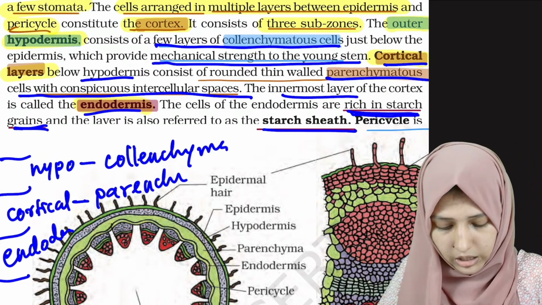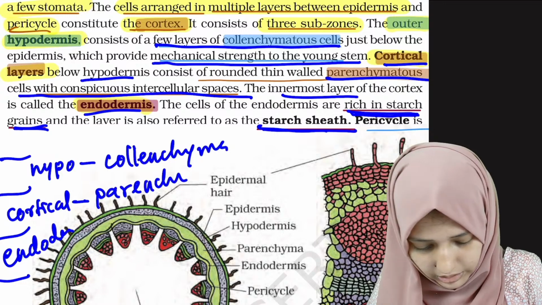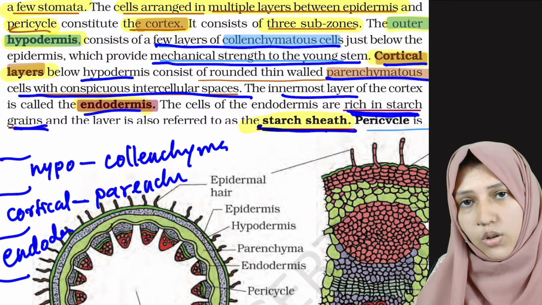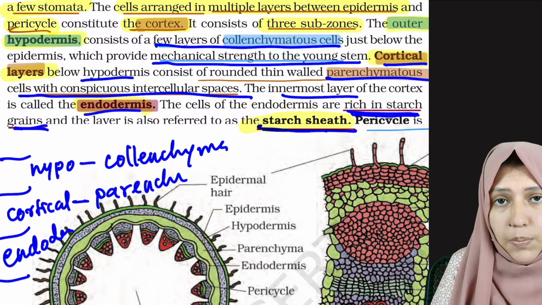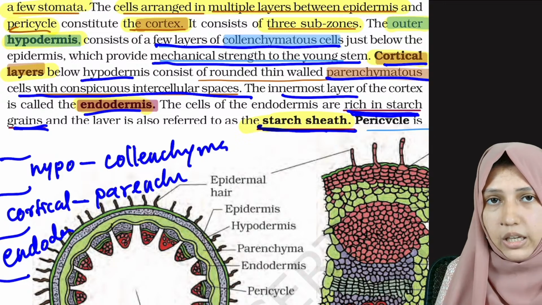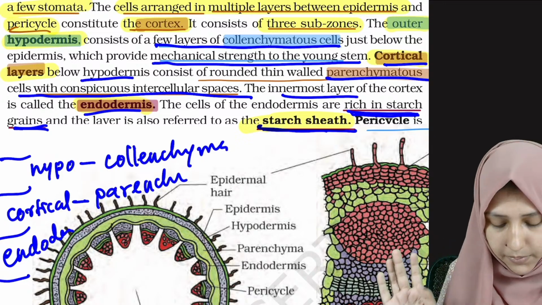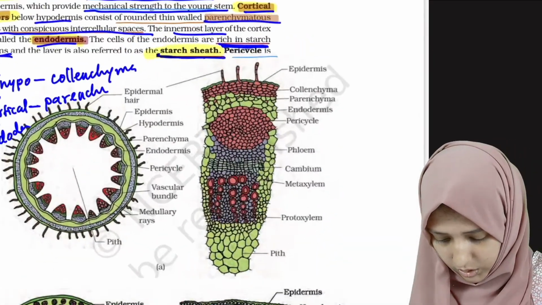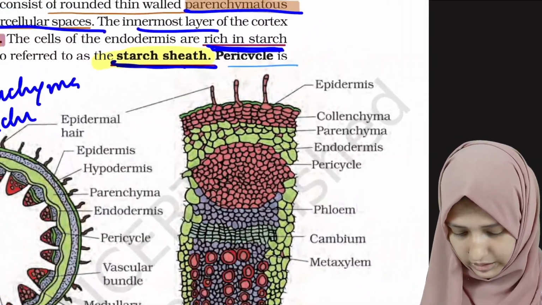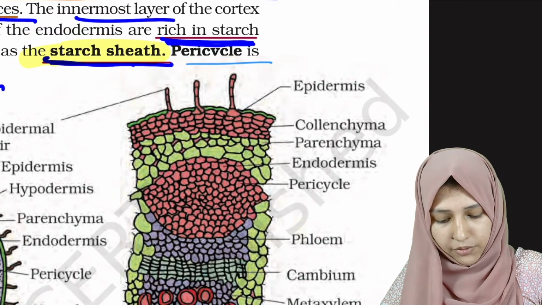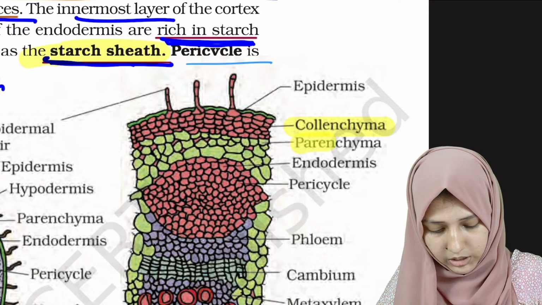So they are also referred to as starch sheath, and this was an MCQ, a previous year question. Starch sheath is a characteristic of dicot stem. Clear? And now comes the pericycle. Before going into pericycle, we will just see the picture. This is epidermis, collenchyma, parenchyma of cortical layer, collenchyma of hypodermis, then endodermis.